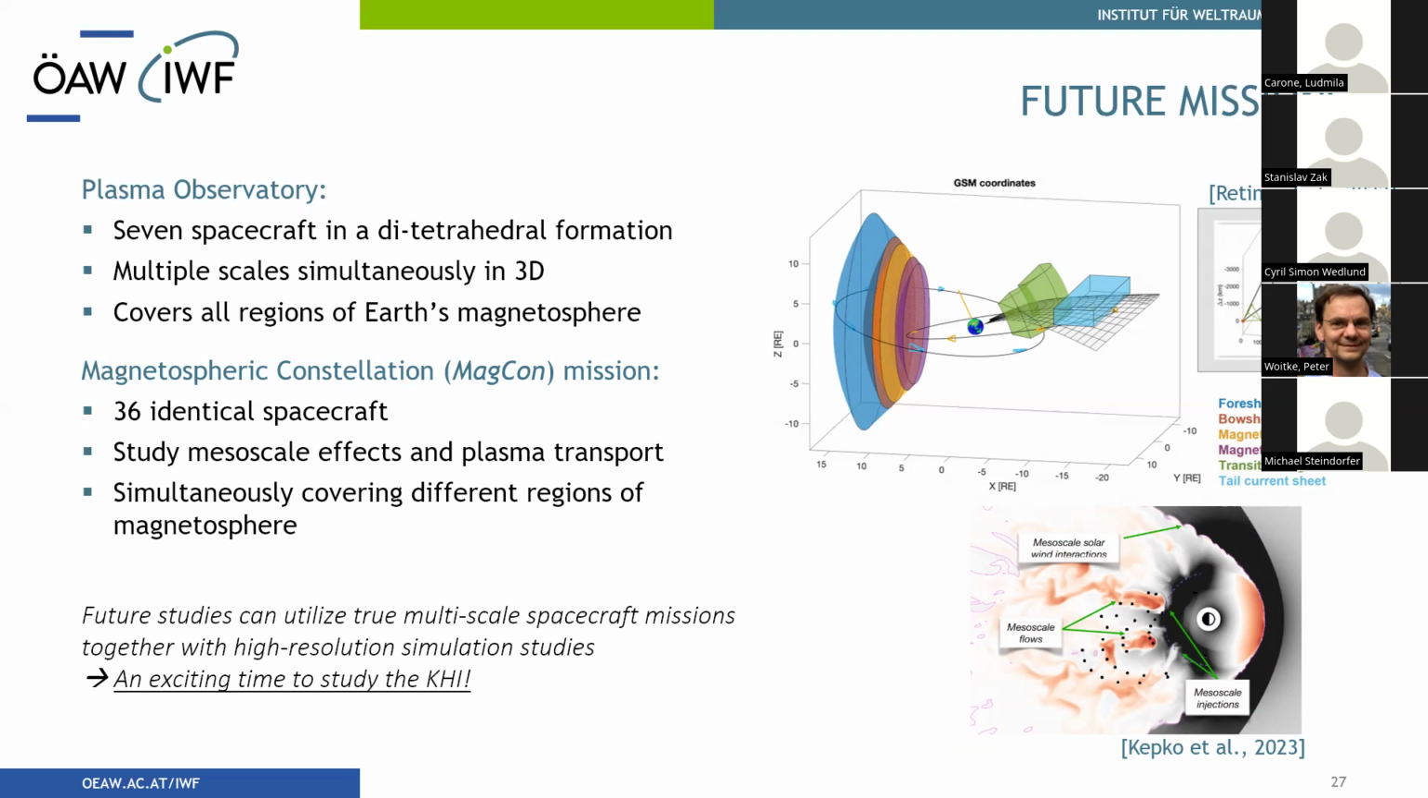And you have the Magnetospheric Constellation mission. This would consist of 36 spacecraft. And here's a sketch of it. They would be spread out through the whole magnetospheric system. Up here, you would actually see Kelvin Helmholtz waves. And if they transport plasma into the magnetosphere, with this mission, you can really trace the path of this plasma. And you can understand meso-scale effects and plasma transport. So if these future studies, together with high-resolution simulation studies, could focus on the KHI, it will be an exciting time to study it. So thank you very much.